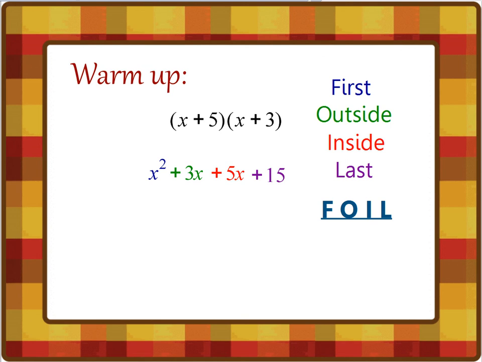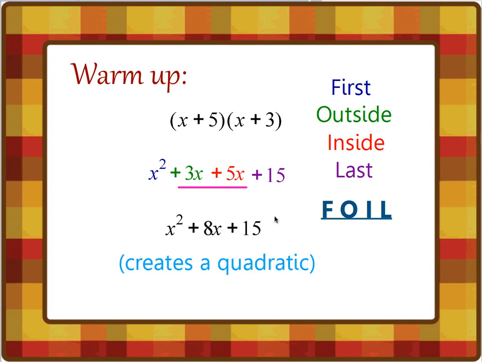You've probably heard of it before. I'm pretty sure your parents have heard of this many, many times, but FOIL is usually what this process is called. When I use FOIL, then remember I combine like terms and I end up with a quadratic trinomial. It's quadratic because it's got a highest power of 2, or in other words an x squared, and it's a trinomial since it has 3 terms. When I use FOIL, it does create a quadratic, and that's what we're factoring today.